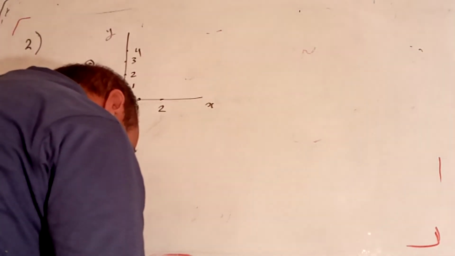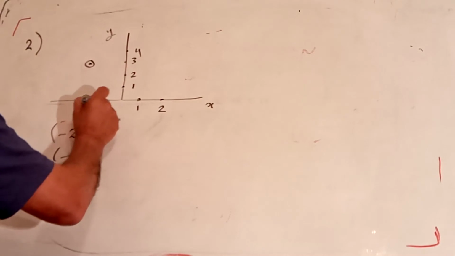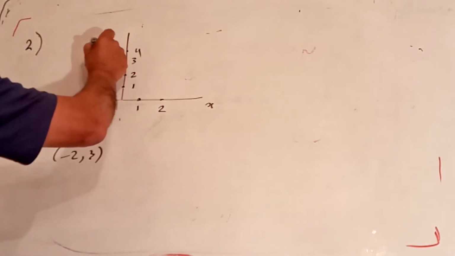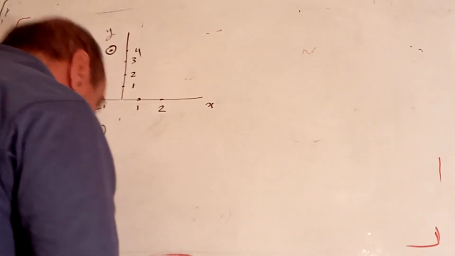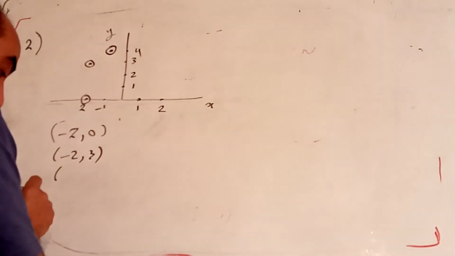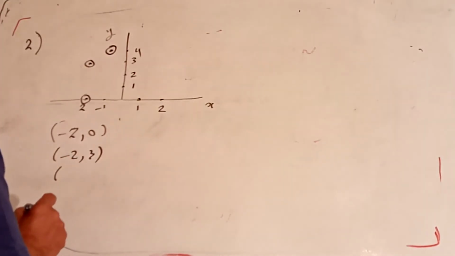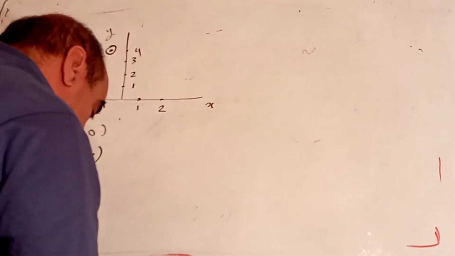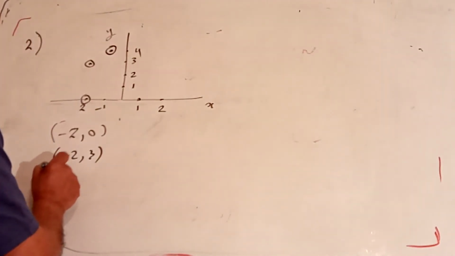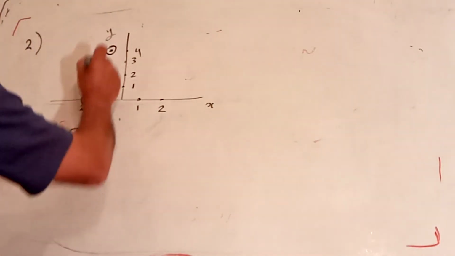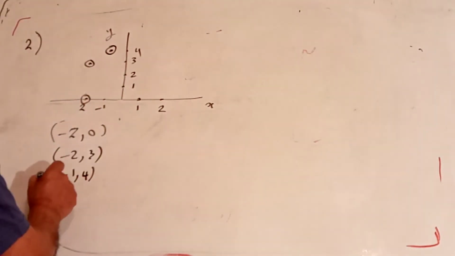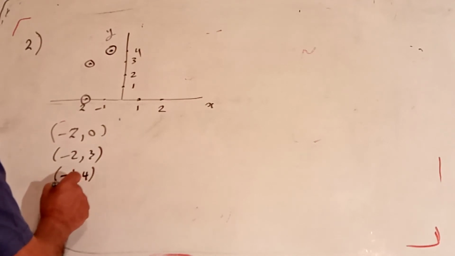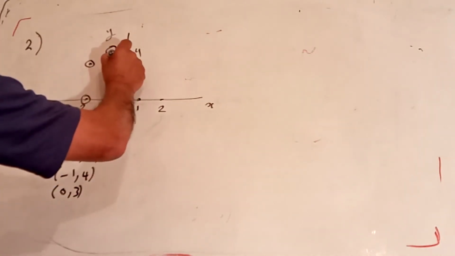The third point is minus 1 and 4. This is minus 1 and 4. The fourth point is 0 and 3. We have these points: minus 2 and 0, minus 2 and 3, then minus 1 and 4, and the other point is 0 and 3, which is this point.